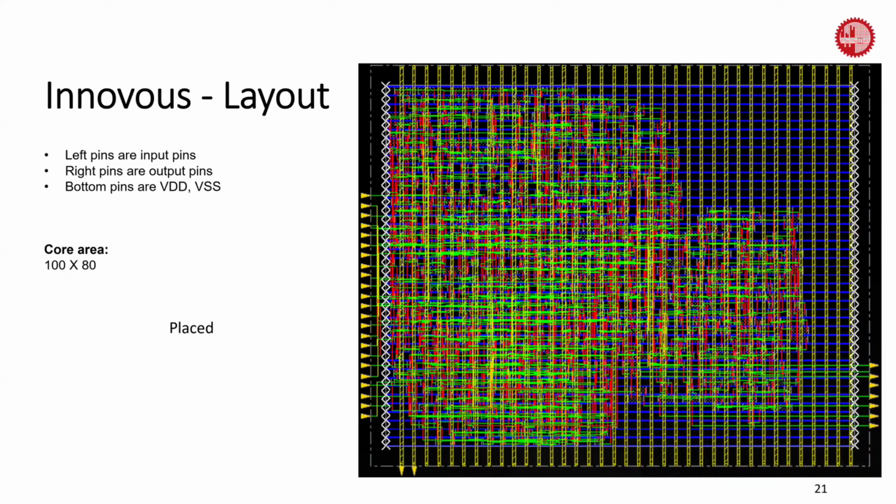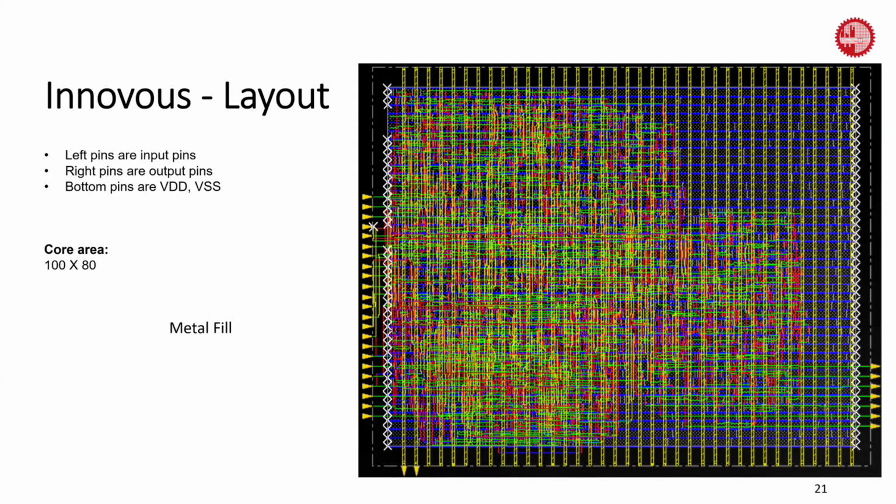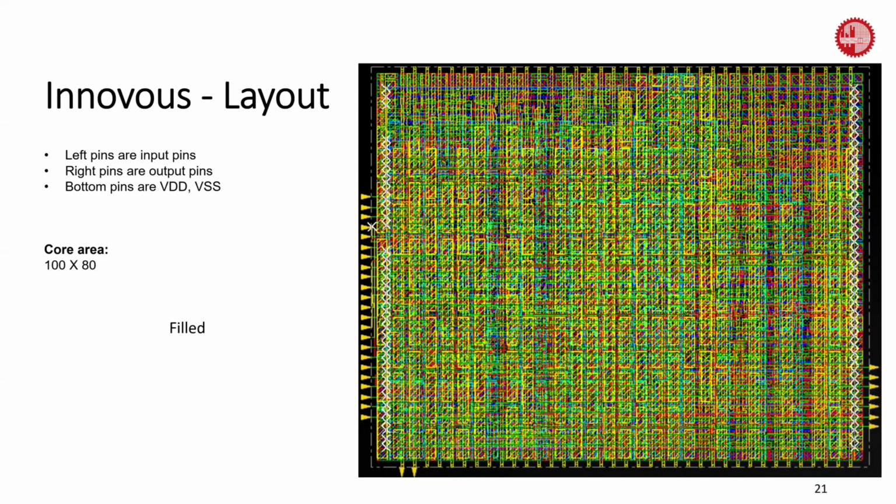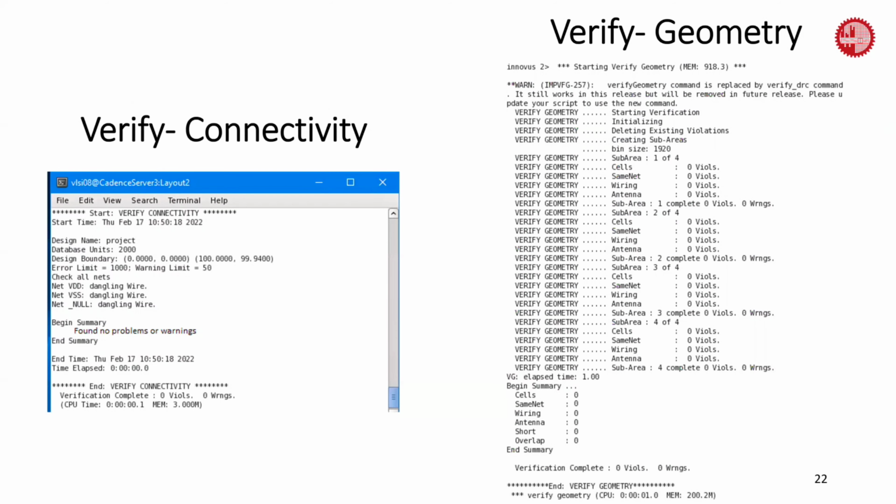Now you can see the metal fillings and also the added fillers. The stripe width was set to 0.5 and spacing to 2. We also set the set-to-set distance to 5 for accomplishing the layout here. To verify the correctness of the physical design, geometry and connections were verified. Here in the window you can see verify connectivity and verify geometry with 0 violations and 0 errors.